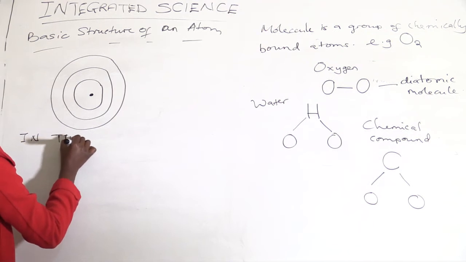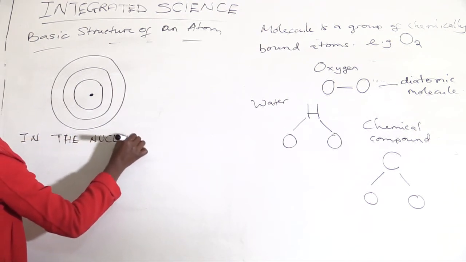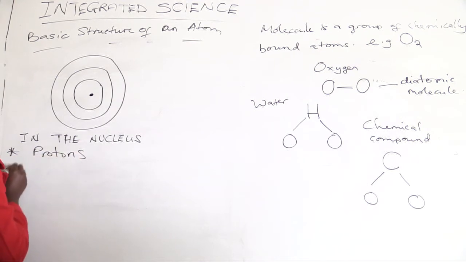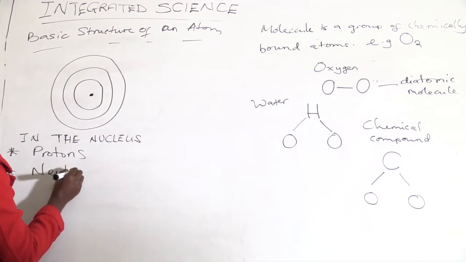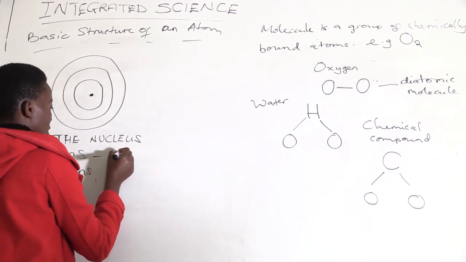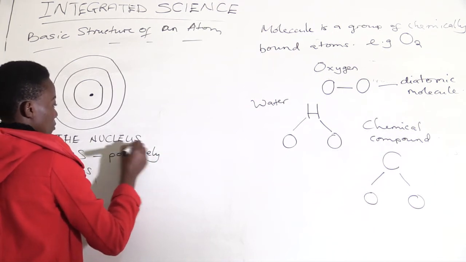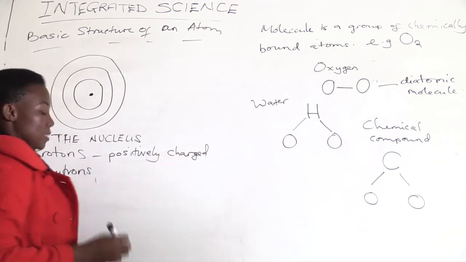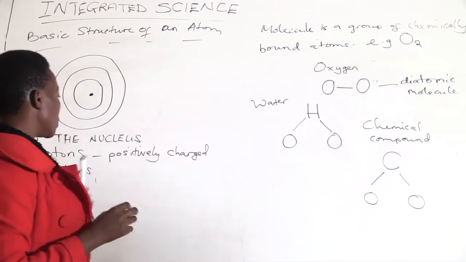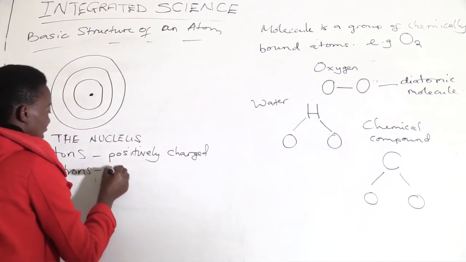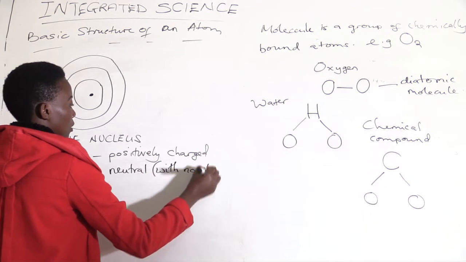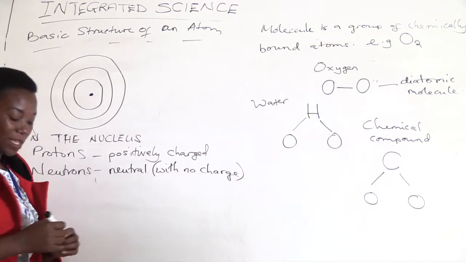In the nucleus, protons and neutrons. Okay, so protons are positively charged subatomic particles, and these have a mass almost equal to that of neutrons. Neutrons are neutrally charged, or they are neutral, meaning that they do not have a charge. By charge I mean electric charge.